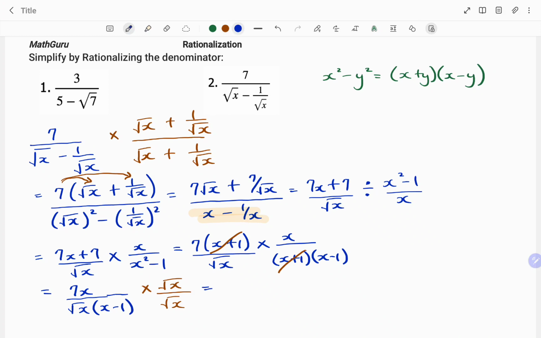So this will give me 7x root of x divided by, at the bottom I have x, root x times root x, that's x, multiplying x minus 1. So I have another x dividing x, and therefore my final answer will be 7 root x, x is gone, divided by x minus 1.